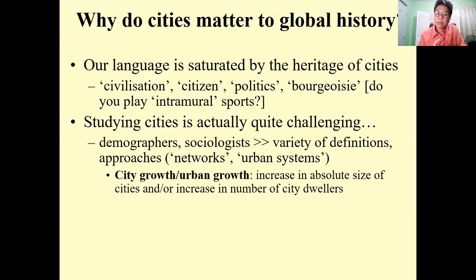And then of course there are sports. When you study cities it's actually challenging, because demographers and sociologists vary in their definitions and approaches in terms of the systems and networks that describe each of these cities. Urban growth, or the ratio, is the increase in the absolute size of cities and normally the increase of city dwellers. So, for example, if your area is declared a city, we are city dwellers.